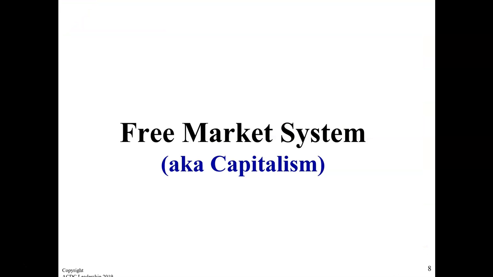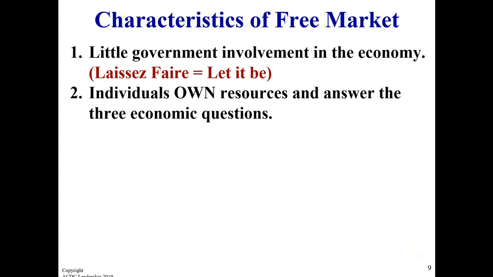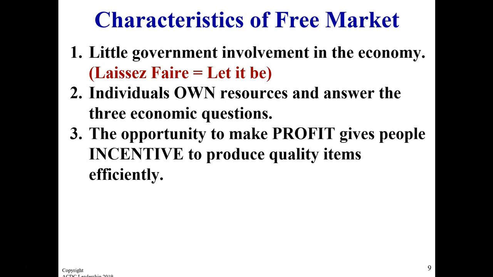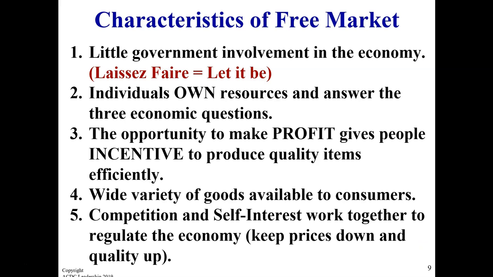A free market system, capitalism. Characteristics are little government involvement, individuals own resources and answer the three economic questions. There's an opportunity to make profit that gives people incentive to produce quality items efficiently. There's a wide variety of goods available to consumers, and competition and self-interest work together to regulate the economy.